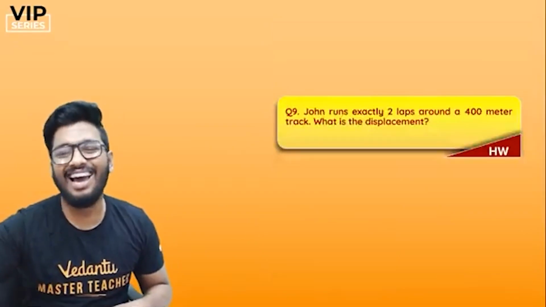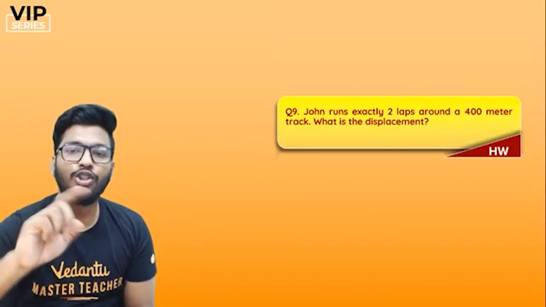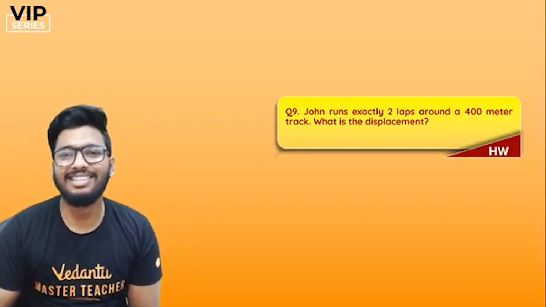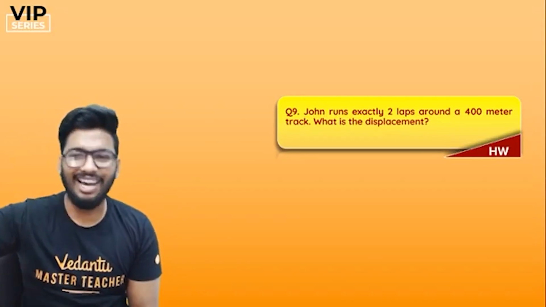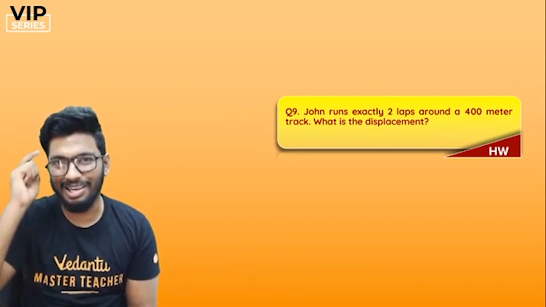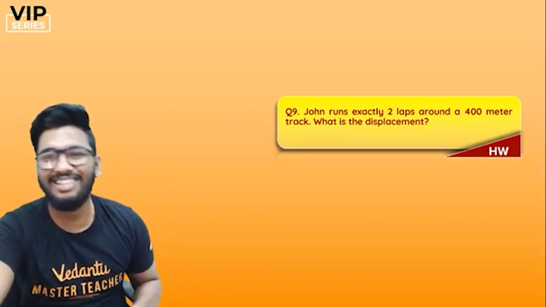That is it for today. And yes, I also have a homework question for you guys. This is your homework question for today. John runs exactly 2 laps around a 400-meter track. What is his displacement? Think about it, guys. It's a very interesting question. Let me know what is the answer in the comment section. Let's see who gets it down the fastest.